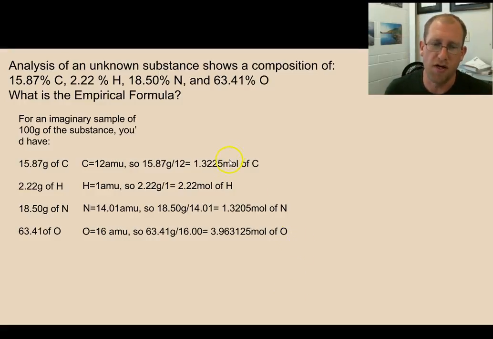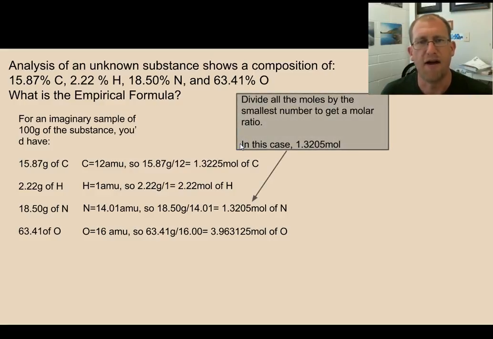Now, the ratio of moles of these substances is going to be proportional to their relative abundance in the empirical formula. So what I've got to do is reduce all of these decimals down to whole numbers, and that way those whole numbers can become the subscripts in my empirical formula. Let me show you what I mean. I need to find the smallest of my numbers, which in this case is 1.3205. I'm going to divide all of these other numbers by that smallest number to get all of these decimals down to a ratio of small whole numbers.